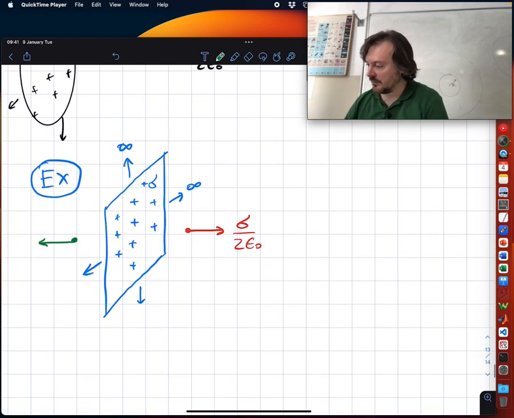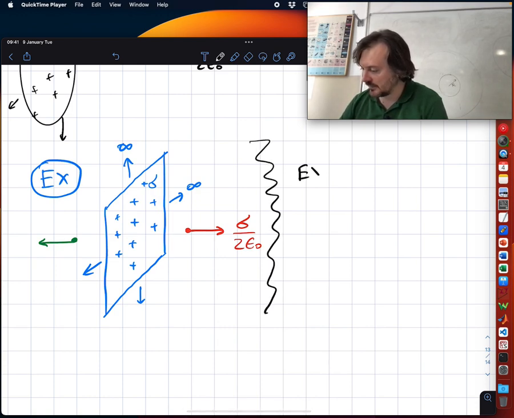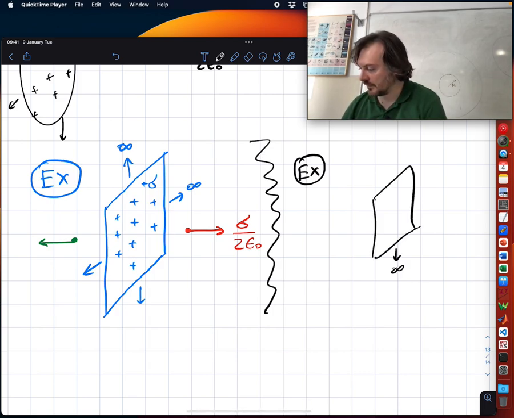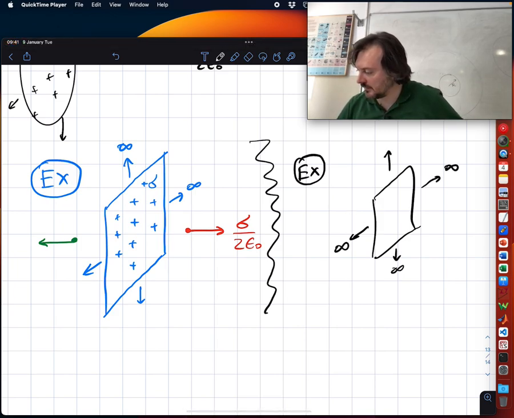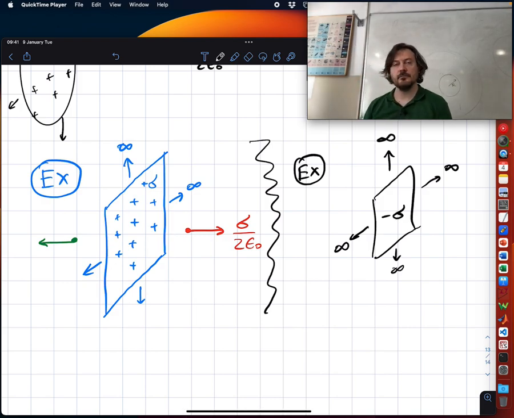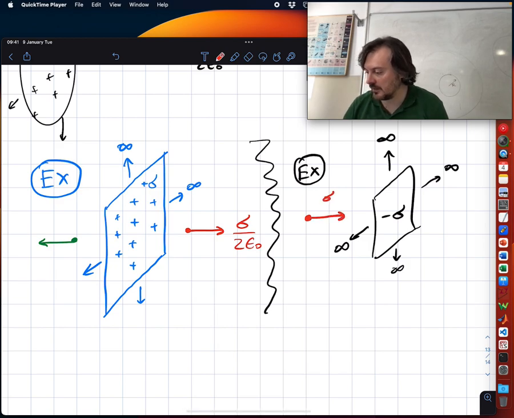Let me do another example. So this example is separated from the previous example. This time I have an infinite sheet, goes to infinity, goes to infinity, but it is minus sigma. Then what is the electric field over here? It is pointing in this direction and it's sigma over 2 epsilon 0. And over here it is pointing in this direction and it's sigma over 2 epsilon 0.